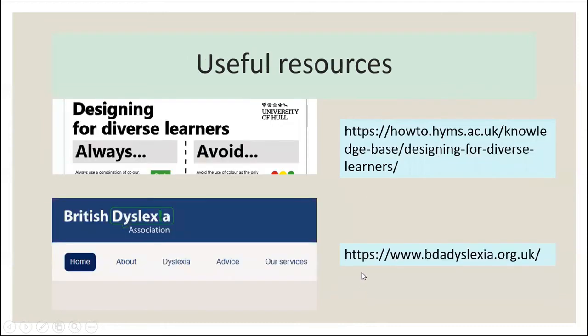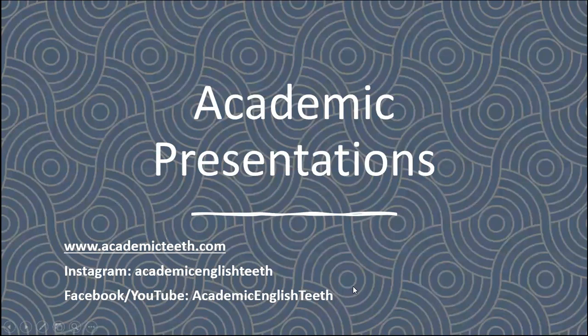Here are some useful resources for inclusivity. There's one for the University of Hull there. Now, I know it's probably difficult to type in that link, but there is the link. If you just type in University of Hull Designing for Diverse Learners, it comes up with a nice little chart of what to do. And the British Dyslexia Association also has some good, very simple resources about how to make presentation slides more effective in terms of colors and font size and that kind of thing. They're both useful.